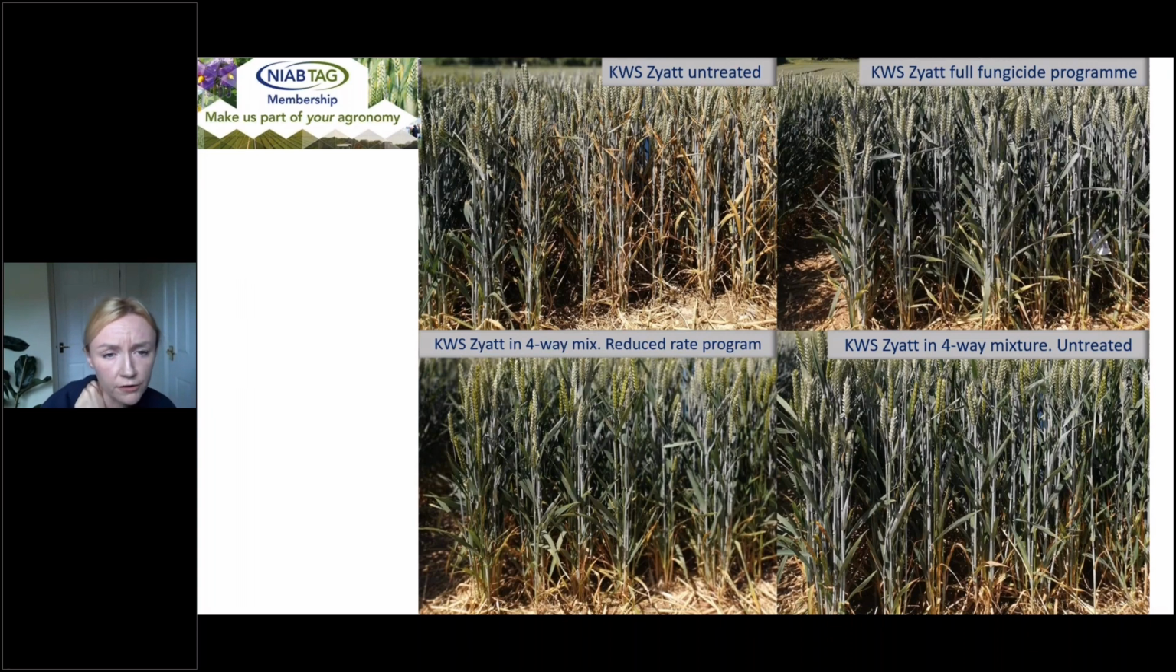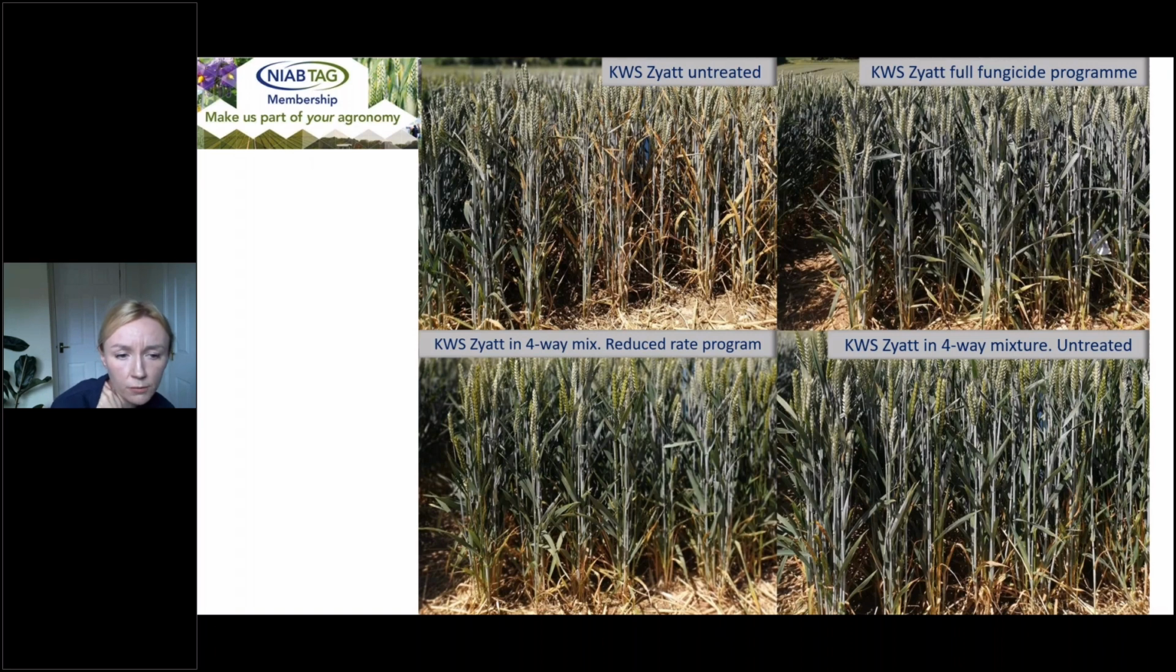So up the top left-hand corner here, we have Zyatt. This is just straight Zyatt, sown as a pure stand. It's fully untreated. You've got yellow rust heaving through the crop there. Now you can manage that Zyatt fairly well with the standard fungicide program, just with tebuconazole at T0 and T3, and then a Revistar and a Univoc at T1 and T2. And that program managed the yellow rust very well.